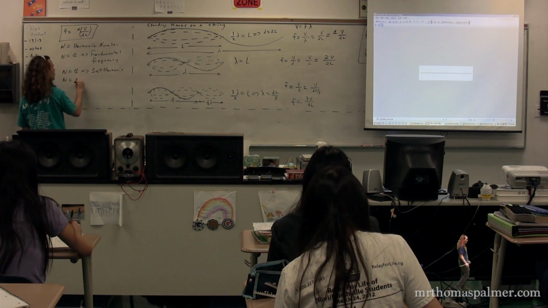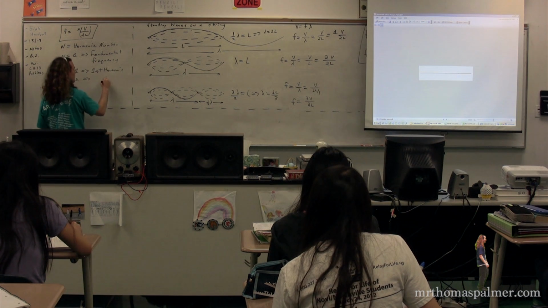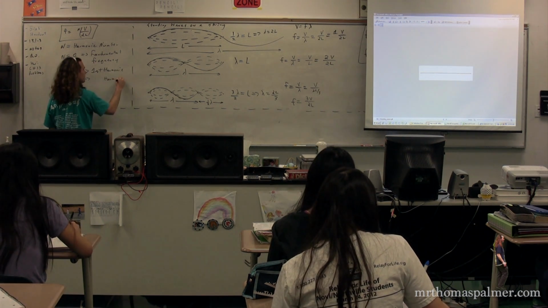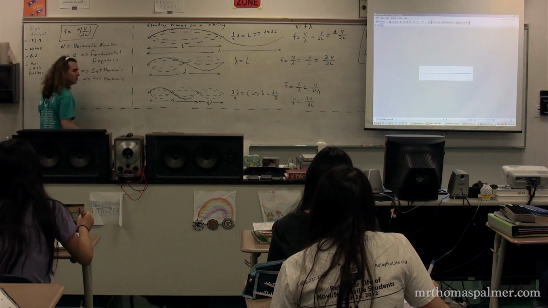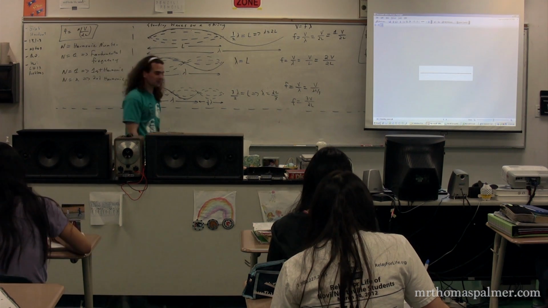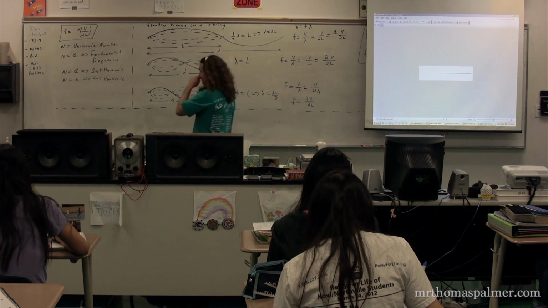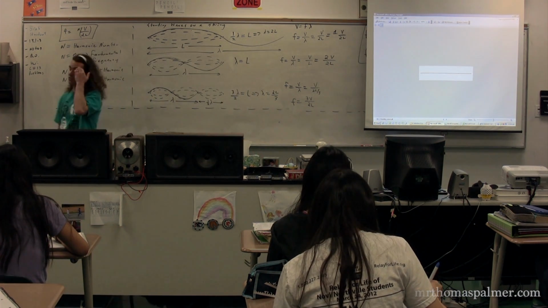N equals 2. Who wants to guess what that one's called? Good for you. It is called the second harmonic. N equals 3, the third harmonic, so on and so forth. And these are the frequencies that you will get out of a stringed instrument.